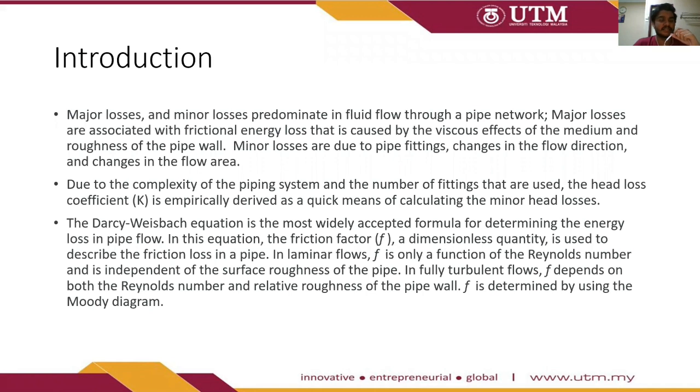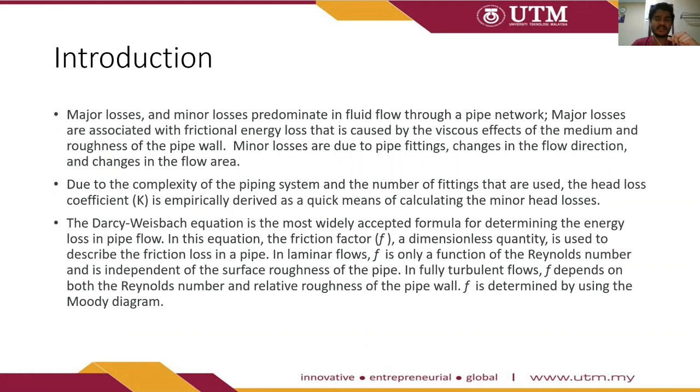Next is introduction. As we know, there are two types of losses. One is major loss, another one is minor loss. Major losses and minor losses are predominant in fluid flow through a pipe network. Major losses are associated with the frictional energy loss that is caused by the viscous effect of a medium and a roughness of the pipe wall. Minor losses are due to the pipe fitting, changes in flow direction and changes in flow area.